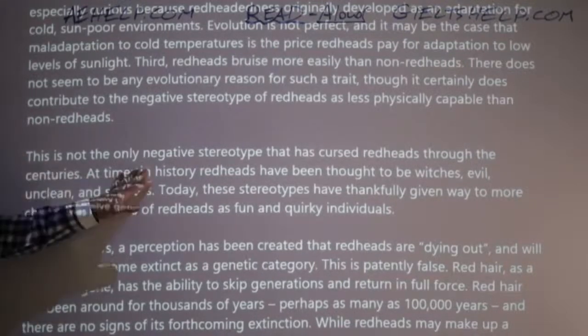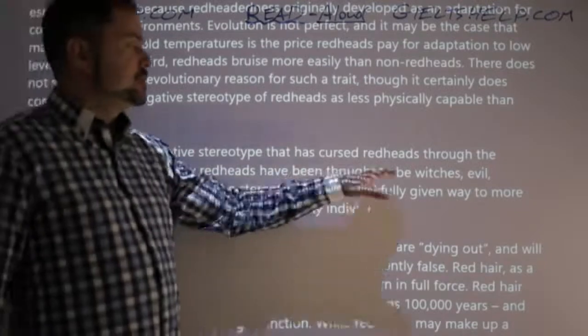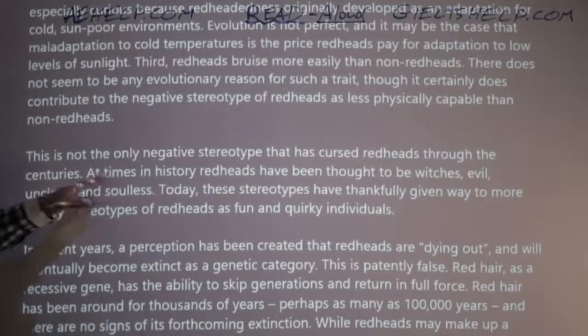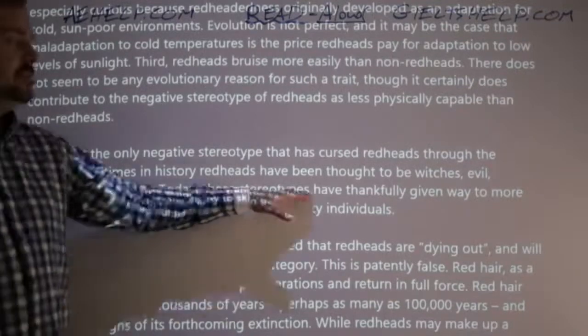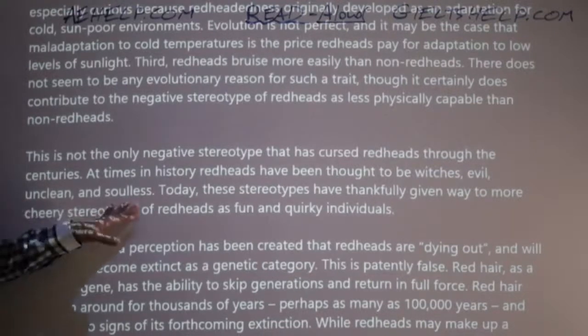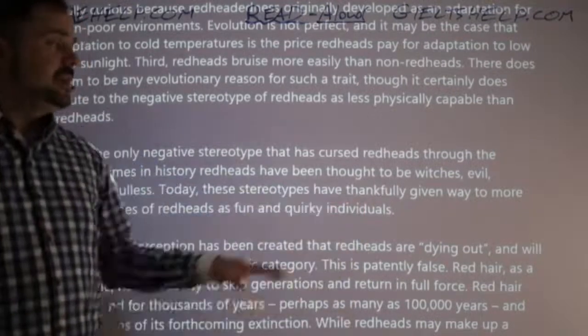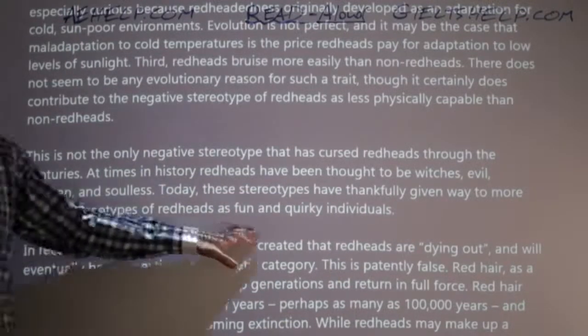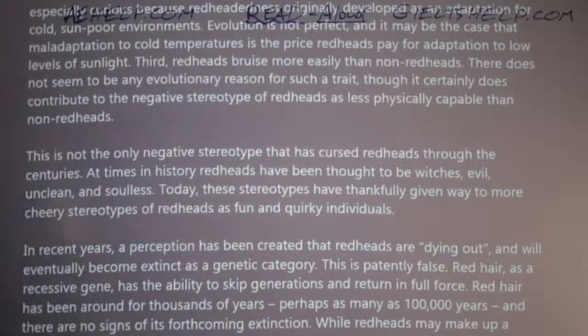This is not the only negative stereotype that has cursed redheads through the centuries. At times in history, redheads have been thought to be witches, evil, unclean, and soulless. Today, these stereotypes have thankfully given way to more cheery stereotypes of redheads as fun and quirky individuals.